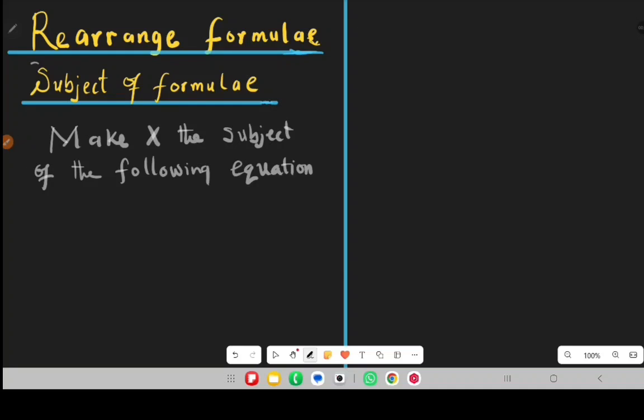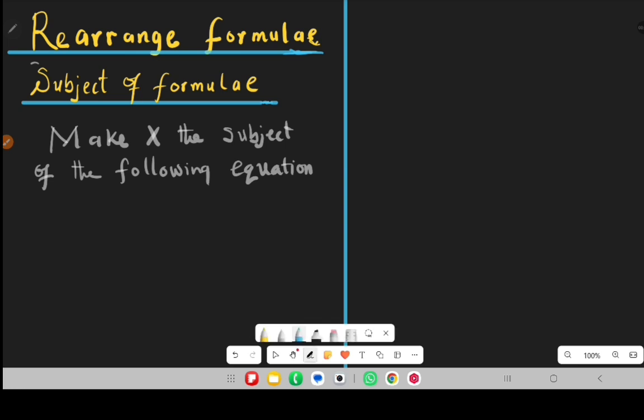And today we are going to look at rearranging formula, which is also known as subject of formula. Make X the subject of the following equation. I am going to take examples from the simplest to complex, one after the other. Then we make X the subject of formula.